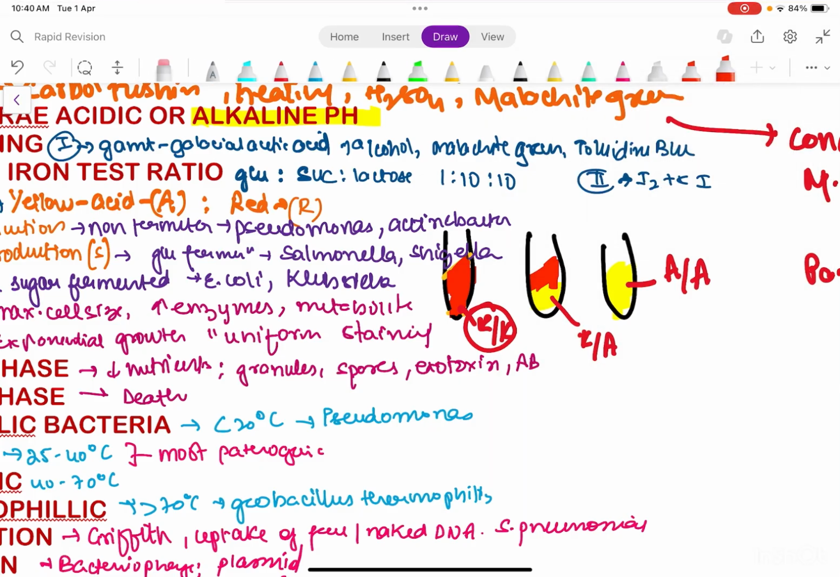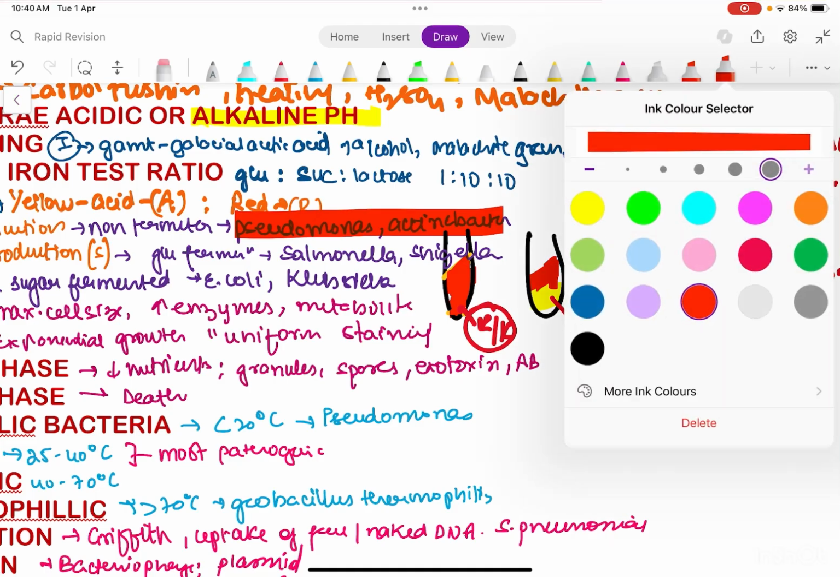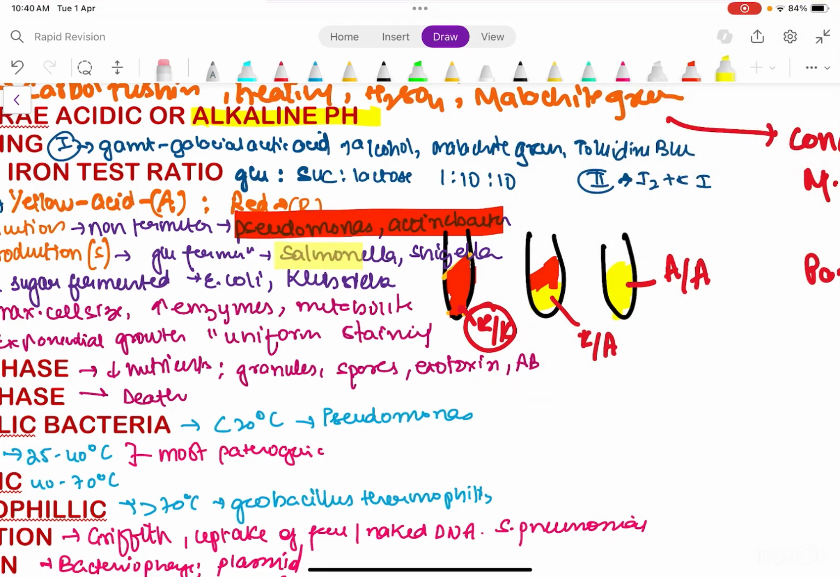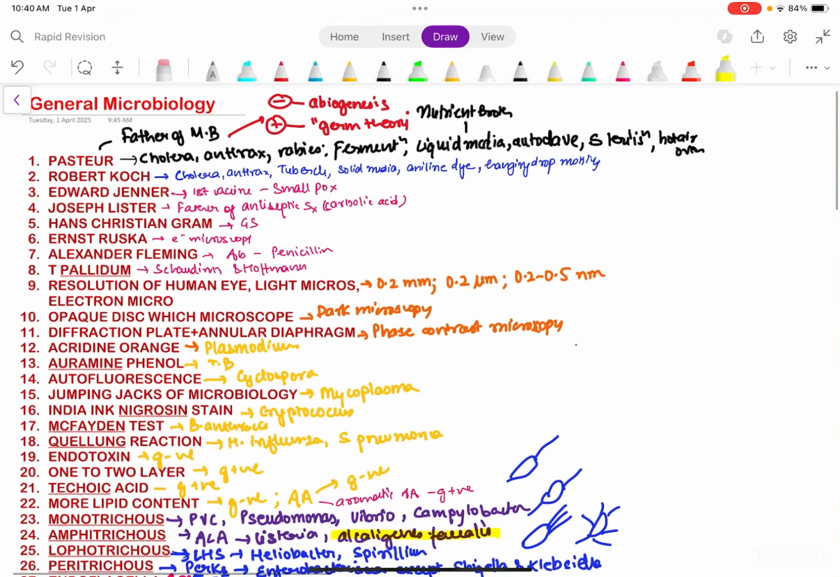Then there was some acid production but not total acid production, so Salmonella and Shigella. Then total, they're able to ferment more than two sugars, so that is E. coli and Klebsiella. That is why this acid is formed. So this explains most of it, and I covered most of the general microbiology that was in my notes.